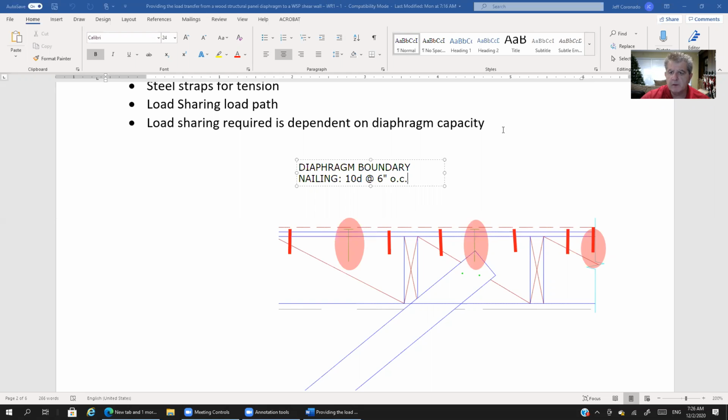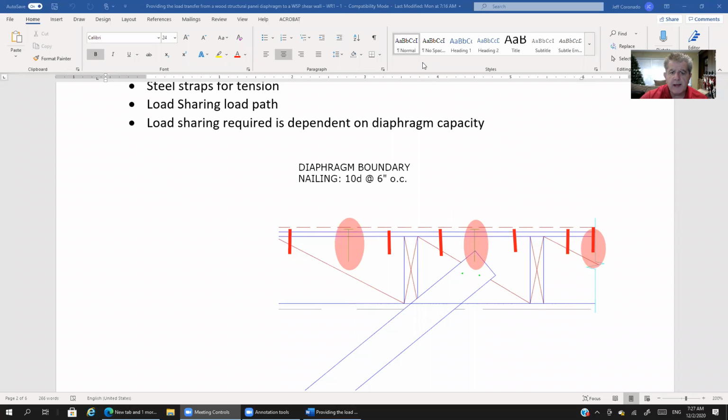Now, the next thing that we need to think of is that these nails have a finite capacity, right? This load transfer between the wood structural panel and the blocks through the diaphragm boundary nailing has a finite capacity. Again, capacities of diaphragms is covered in another tutorial or other tutorials, but there is a finite capacity.